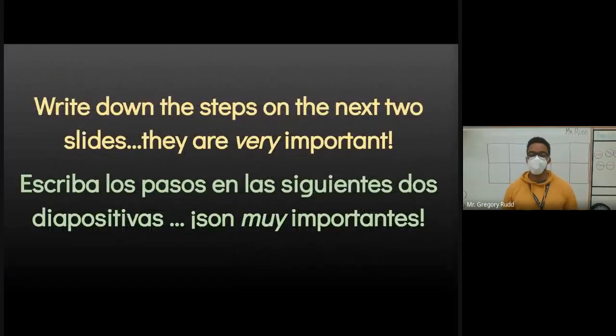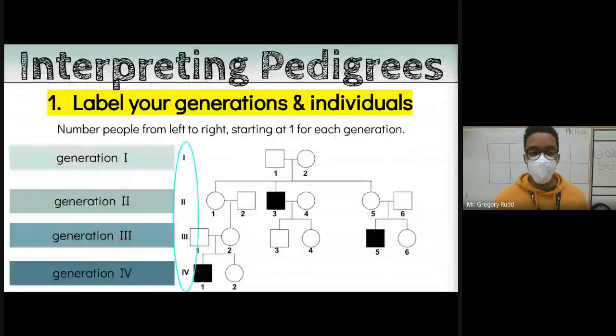Okay, all right. So we are going to introduce some steps here. You should be writing things down, but I know you guys always do. The first thing you need to do is label the generations and individuals within that generation. We use Roman numerals to represent generations, and then we use cardinal numbers to represent the individuals. So a Roman numeral is like I for 1, II for 2, III for 3, IV for 4.